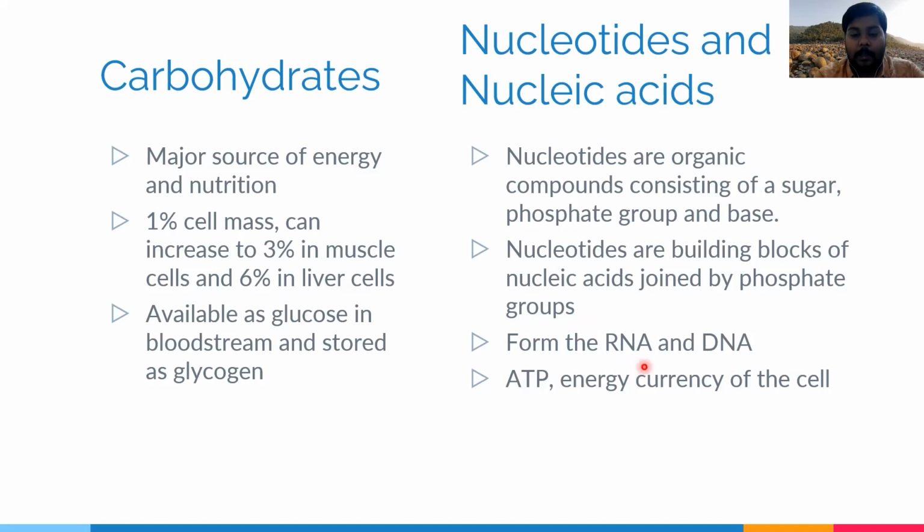In case of RNA, the particular sugar moiety involved is a ribose sugar, but in case of the DNA, the sugar is a deoxyribose sugar. Nucleotides are also present in the form of ATP or adenosine triphosphate, which is the energy currency of the cell.